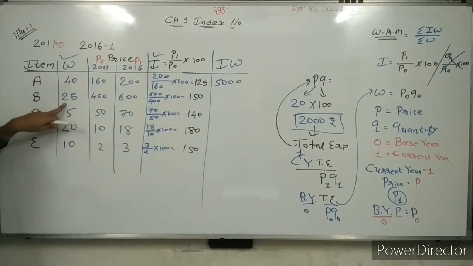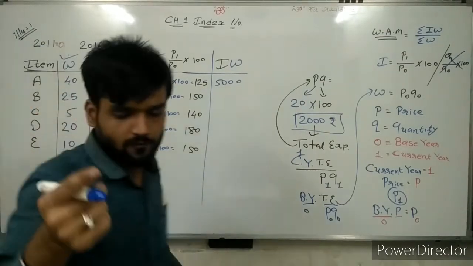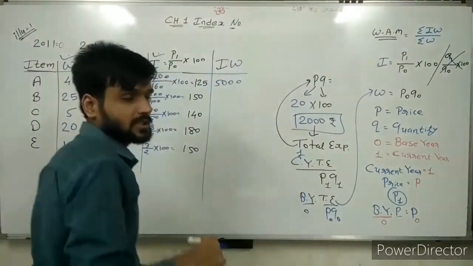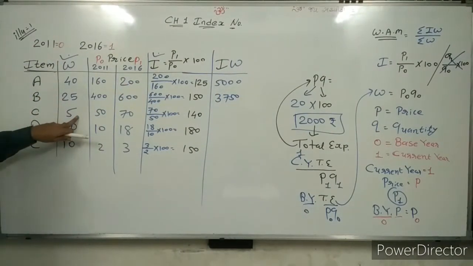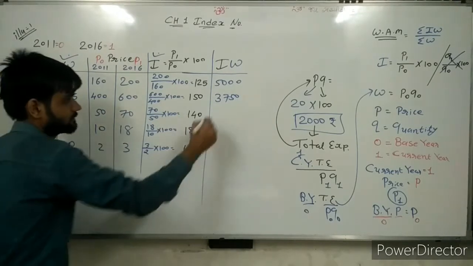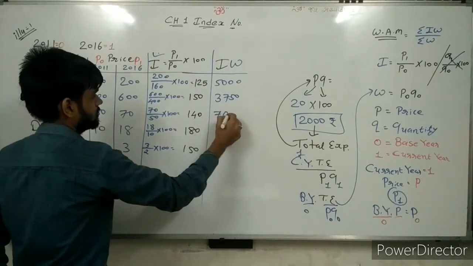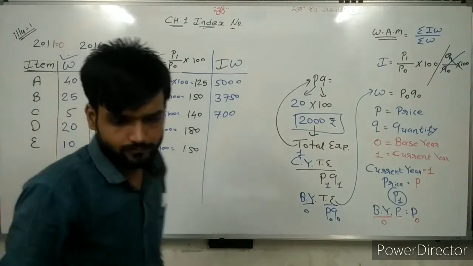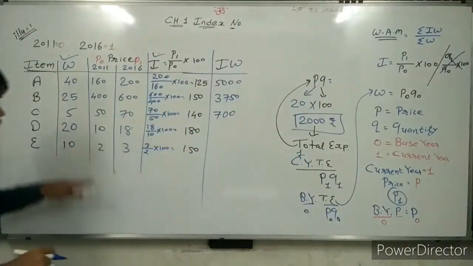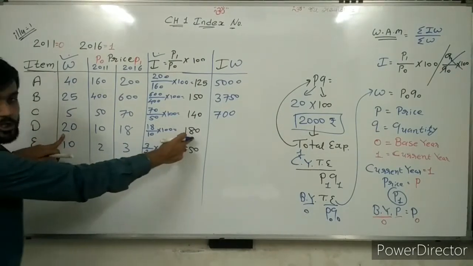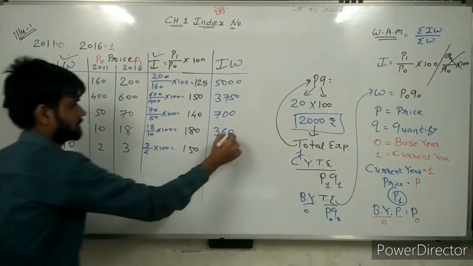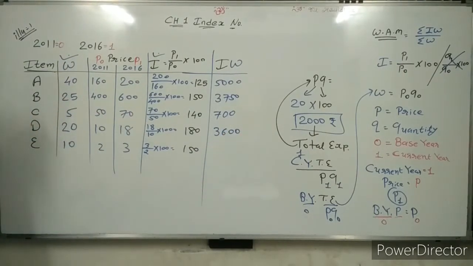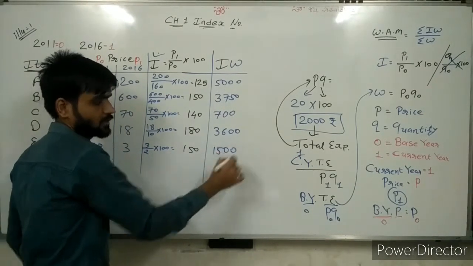150 into 25. You will get 3750. 5 into 140, 700. 20 into 180, 3600. 10 into 150, 1500.